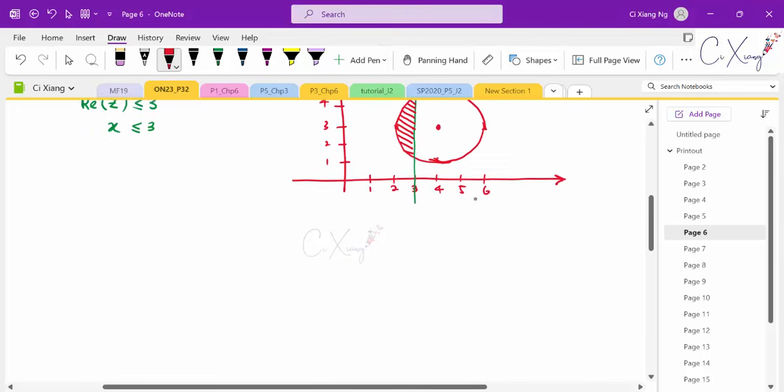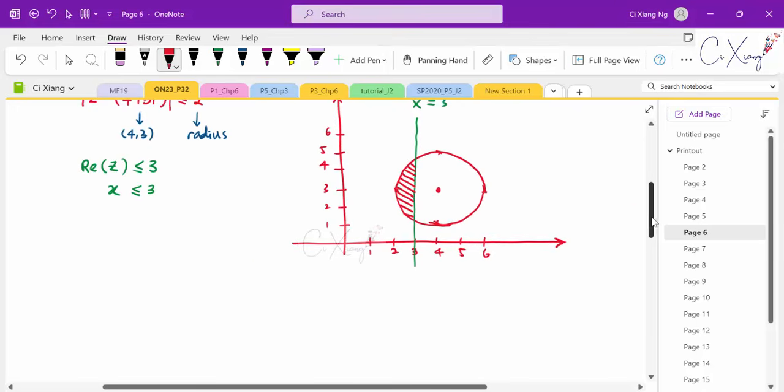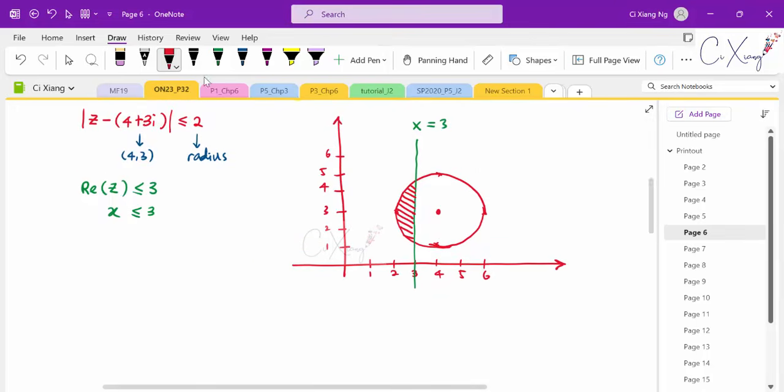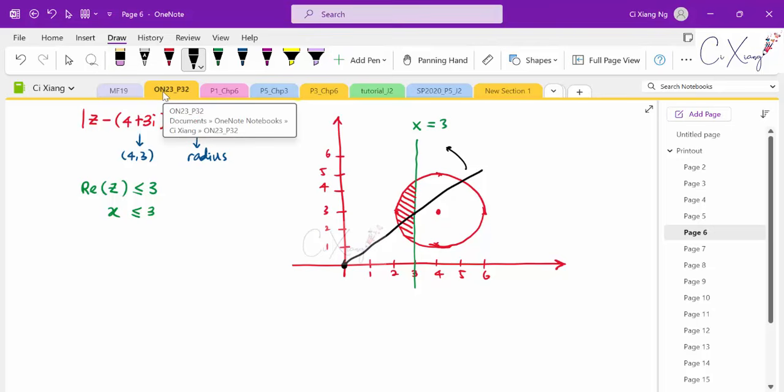So we have to refer back to our graph just now. 0 plus 0i means here. You can actually use your ruler to draw a line, and then move the line up until the last point where your ruler touches the shaded area. You should move up slowly, because if you move up, the argument will become larger. They want the largest or greatest value of the argument.